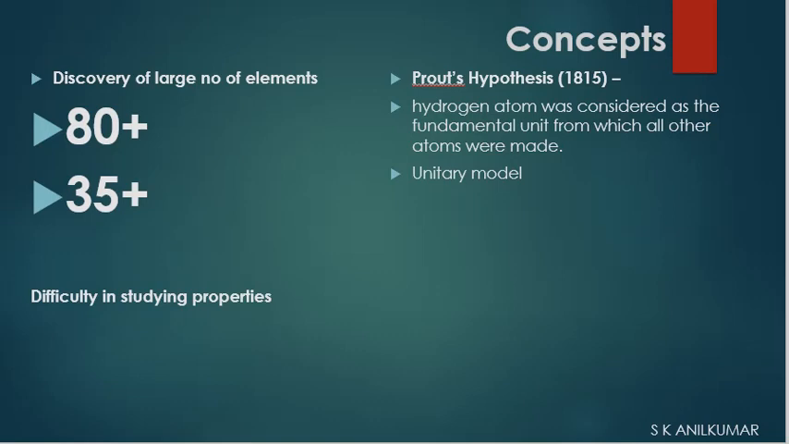The first attempt to group the elements into some structure was done by Prout in 1815, as early as 1815. What did he say? He said hydrogen is considered as the fundamental unit from which all other elements are made. So he was trying to explain each and every element known at that point in time as a form or a combination or a multiplication of hydrogen. The model suggested hydrogen as the base, so it is called a unitary model, but it was not able to explain the various elements that were available even in those days.